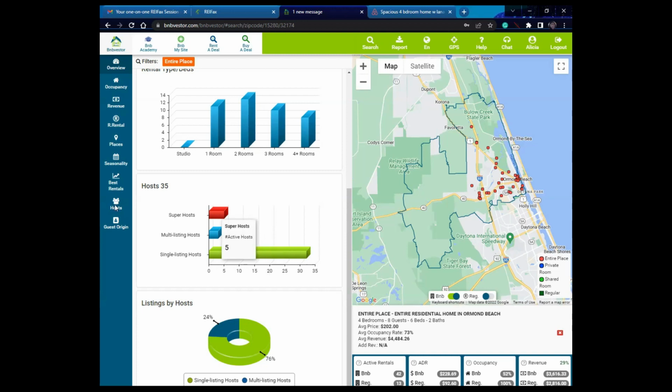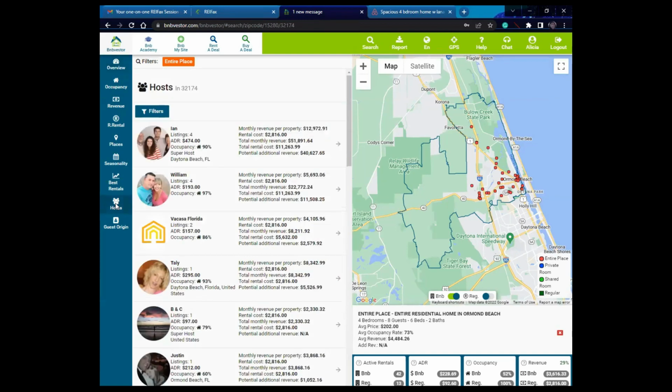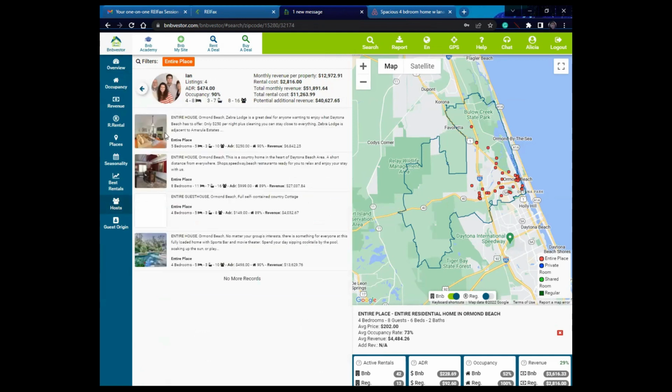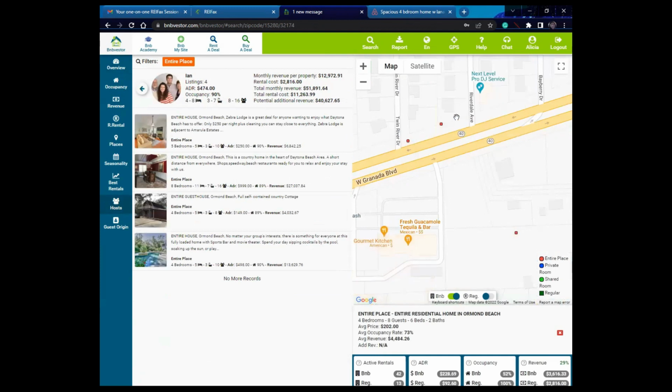Want to see the host? We can see that too. Click here. And these are the actual hosts in this area. We have Ian with 4 listings. If I click on him, I will actually see the 4 listings. And it will zoom in and I can only see 3 little dots. Where's the other one? Okay, in any case, these are the 4 listings that he has.